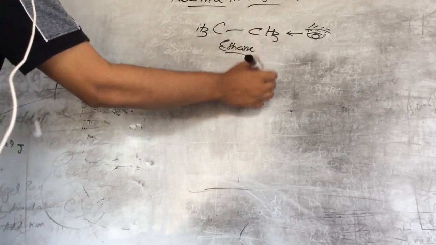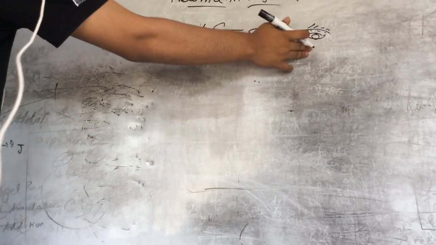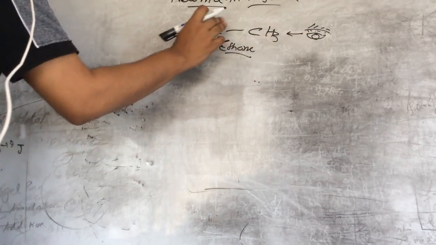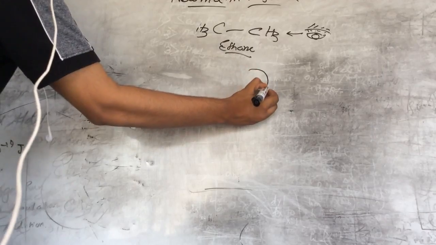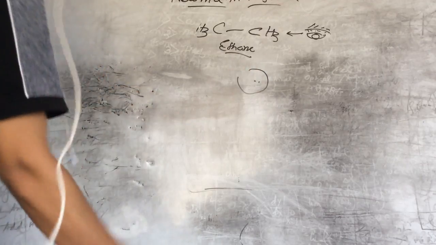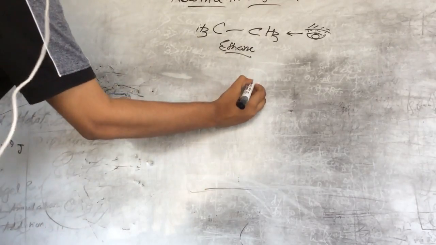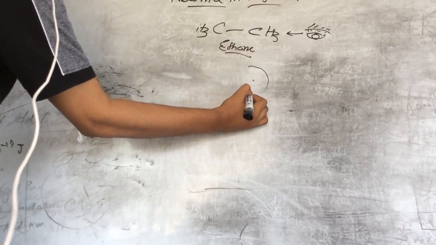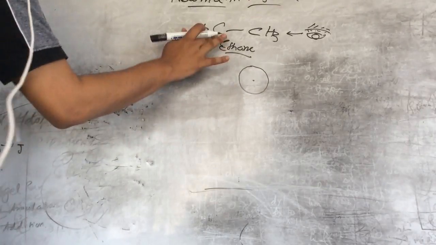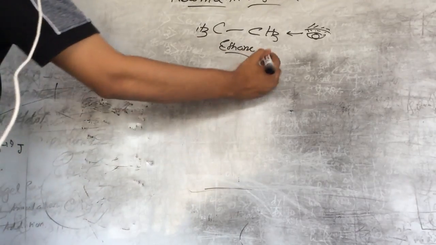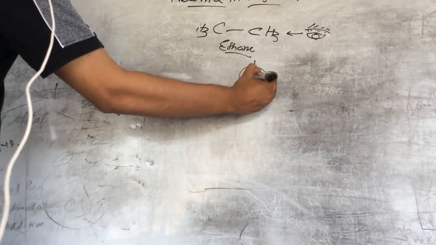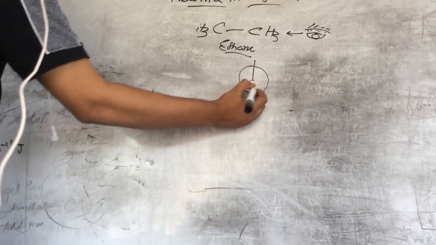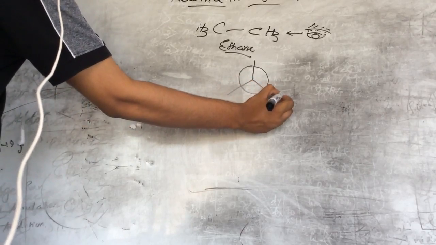So we represent this one as a dot when you view along this side, and we represent this carbon as this circle. So dot for this one and circle for this one. Then what you do is you simply draw the hydrogens.